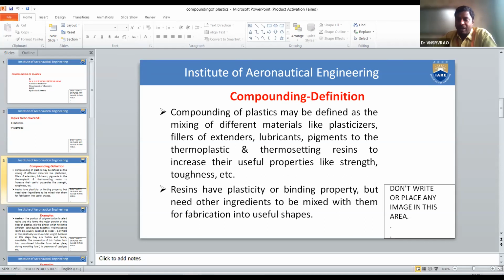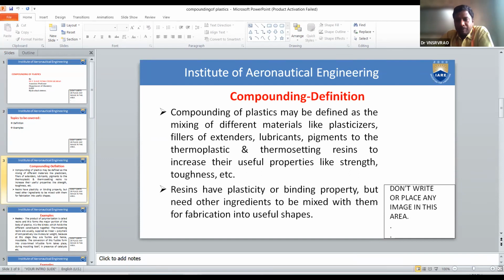So in order to avoid such a situation in case of the plastics, we add the plasticizers to get a property like plasticity. And plasticizers are added to the plastics to increase the flexibility and toughness.